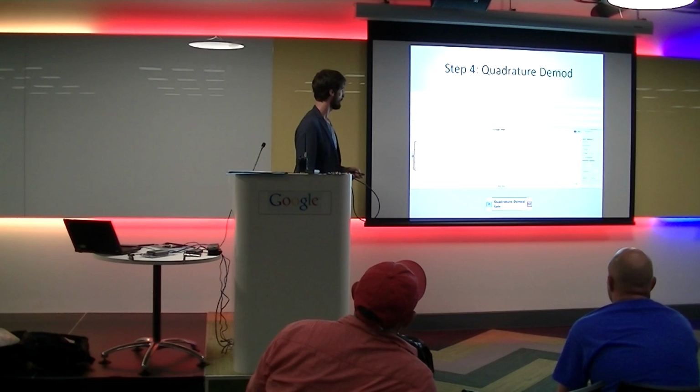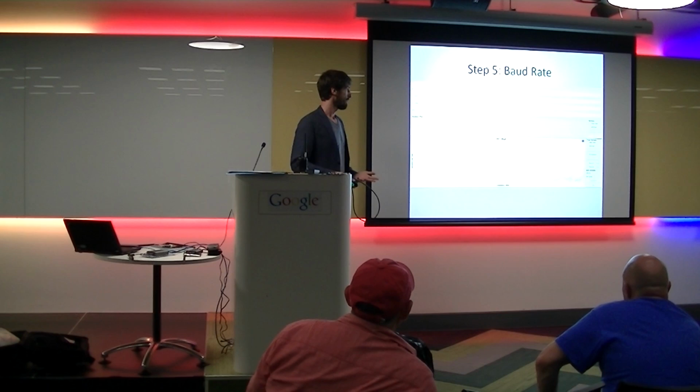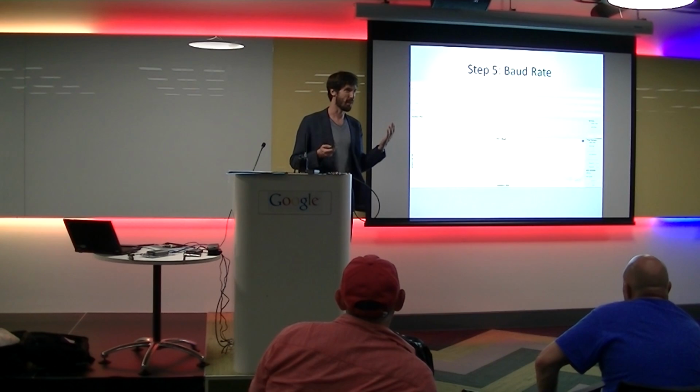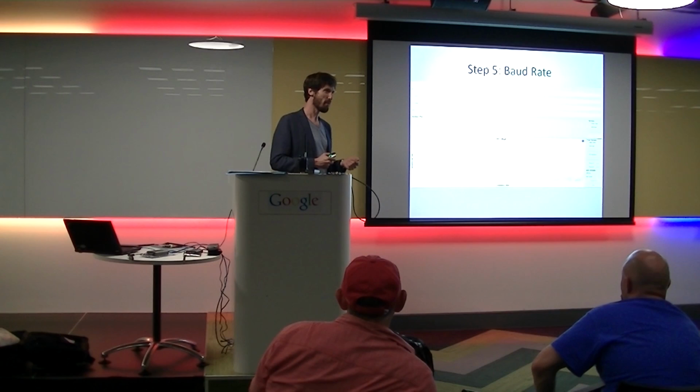The next step is we need to figure out how quickly that data is being transmitted. We need to figure out the baud rate. The common example I always use is back in the dial-up days with the modems, we'd say, oh, I've got a 14.4 modem, and then somebody would come up and say, no, I've got a 28.8K modem. That's the same idea. You need to figure out how quickly those ones and zeros are being sent.